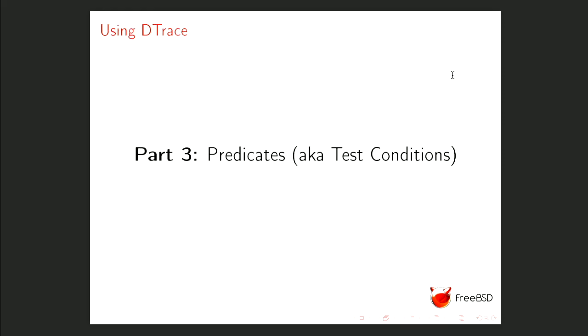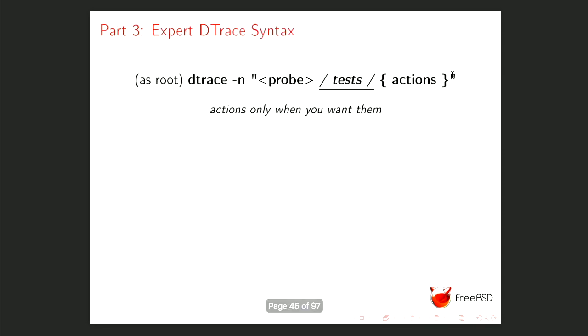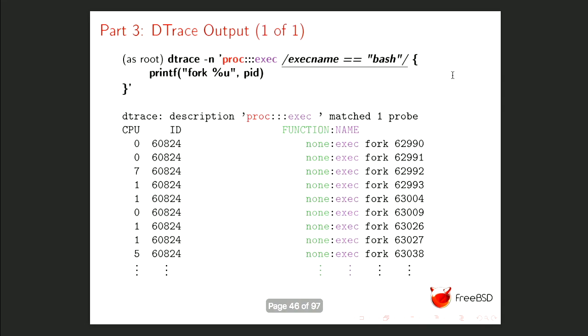So predicates, aka test conditions. This is your final education on the syntax, which is probe, conditionally slash dtrace code slash, which is a condition that when true will execute the actions. So now the actions run only when you want them. So the next step, let's give ourselves a very simple example. Here I'm going to watch proc:::exec, which fires every time a program is executed, whether successfully or not.